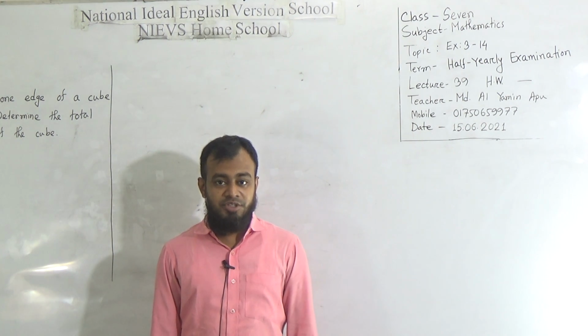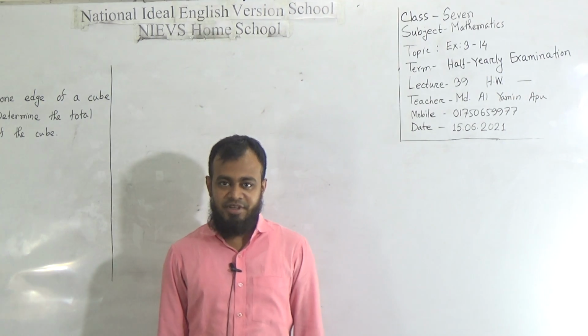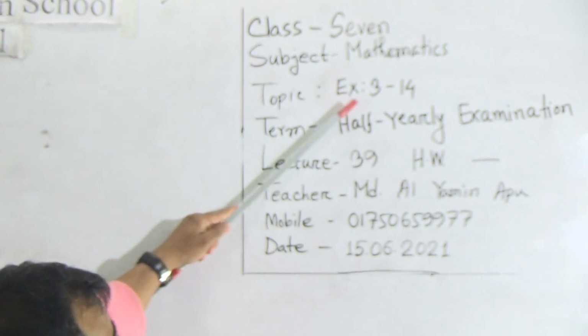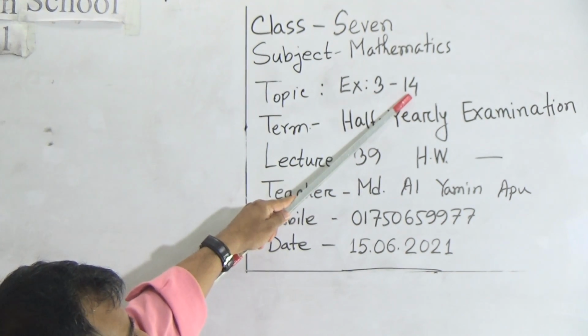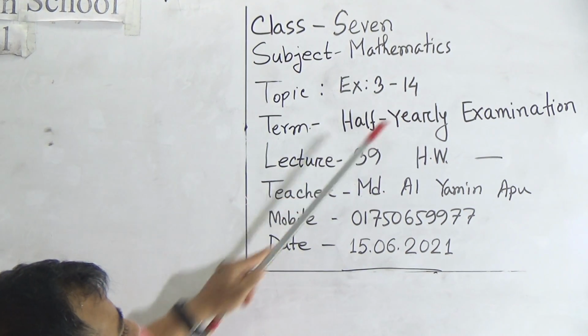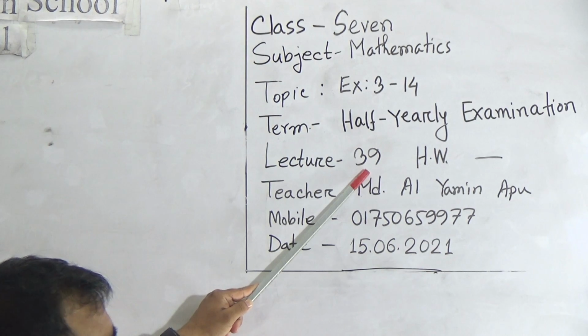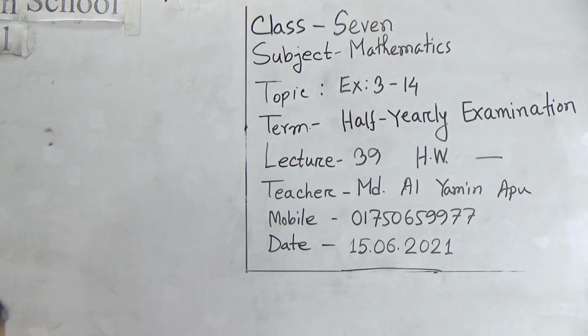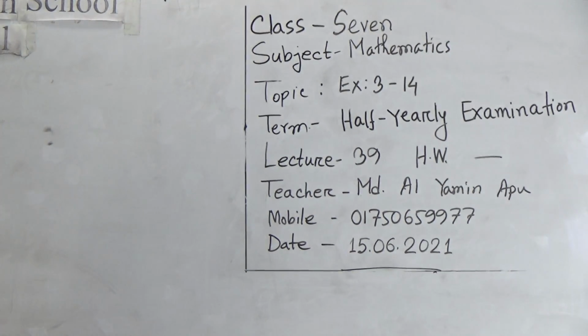Dear students, I am going to take a math class today for the students of class 7. Our today's topic is exercise 3, question number 14. We will solve only one question today, okay? Your lecture number is 39. You have no homework today. It's lecture number 39 for the half yearly examination. Let's start, my dear students.